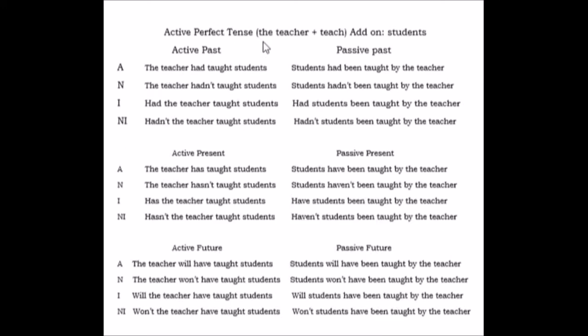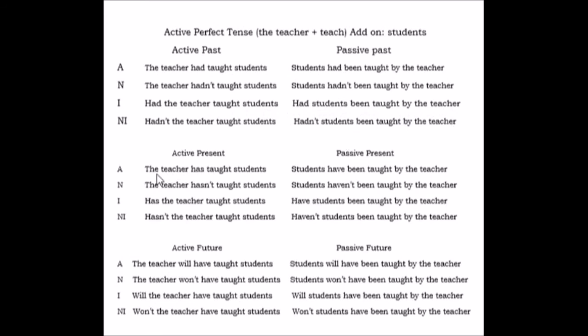Let's look at the perfect tense. Starting with the active past, the teacher had taught students becomes students had been taught by the teacher in the passive past. The teacher hadn't taught students becomes students hadn't been taught by the teacher. Had the teacher taught students becomes had students been taught by the teacher. Hadn't the teacher taught students becomes hadn't students been taught by the teacher.